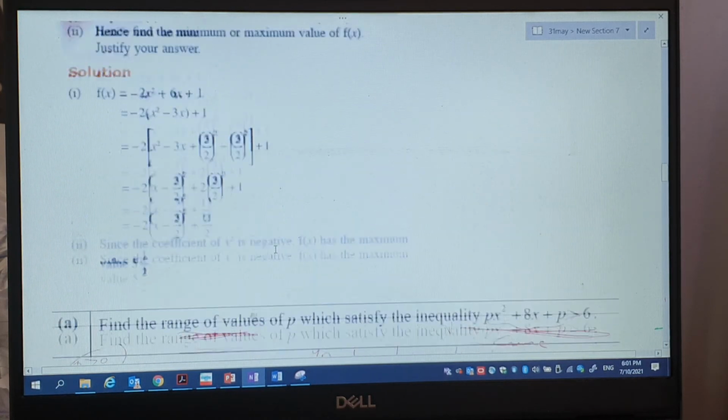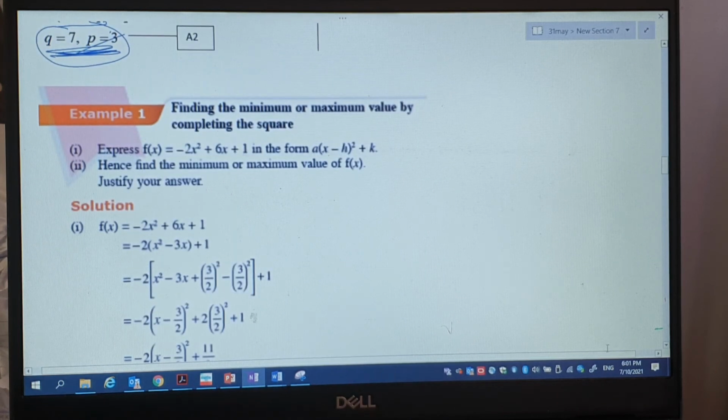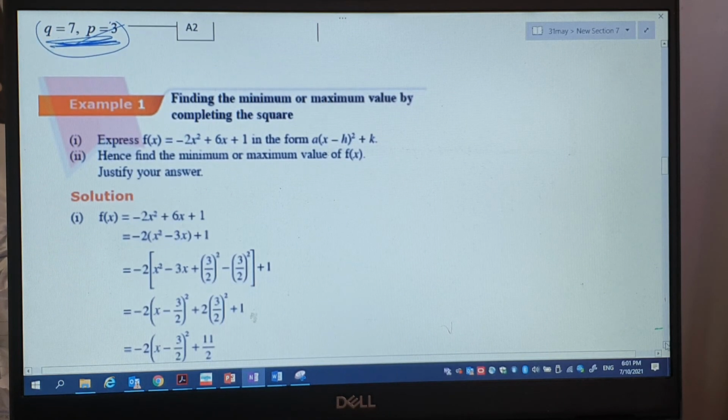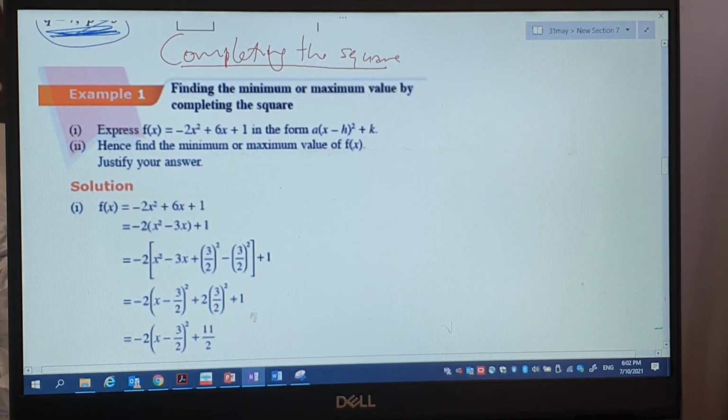Now the last thing for this video only. There are other videos coming, but I will stop at a certain time so that you all can sleep. Find the minimum. This one is an example. Completing the square. There are a few kinds of questions where you need to complete the square, and this is one of them. Later I'll show you problem sums which require you to complete the square.